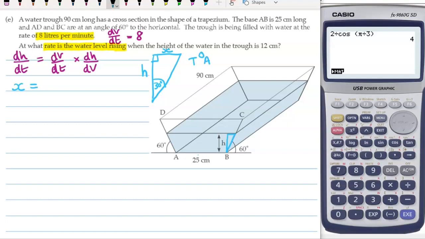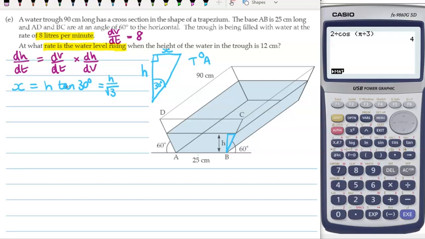We're finding the opposite, so that will be tan times the adjacent. So h times tan of 30 will be x. Now, tan of 30 is one of the special values on the triangles that you have on your formula sheet. Tan 30 is equal to 1 over root 3. So this whole thing is equal to h over root 3.